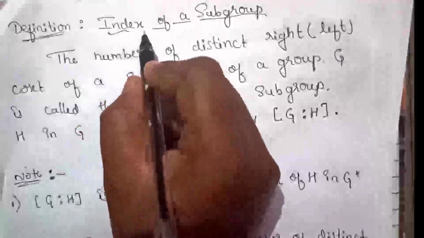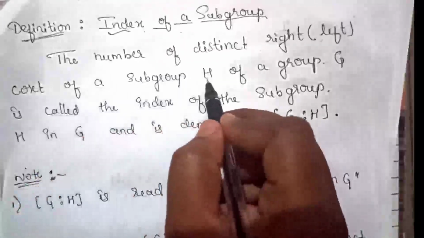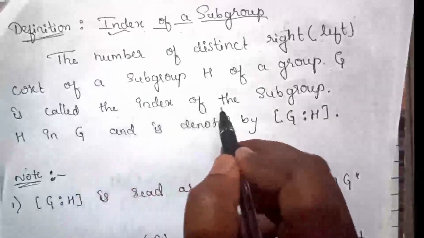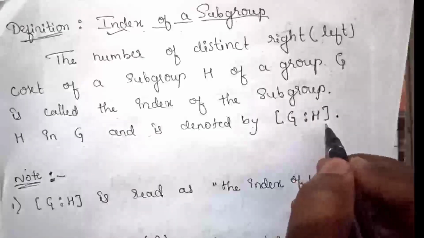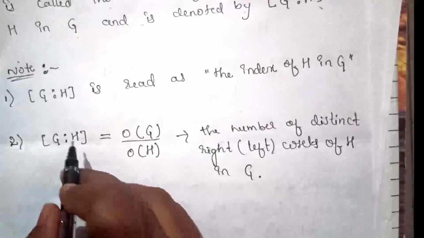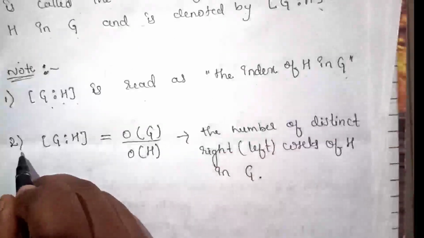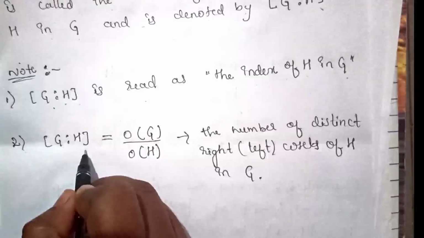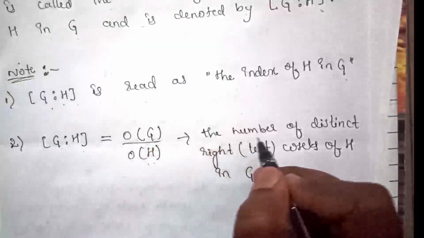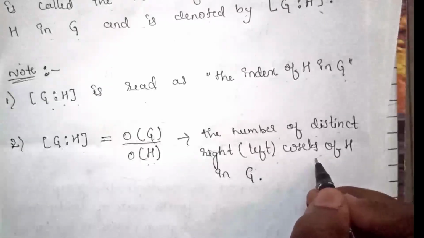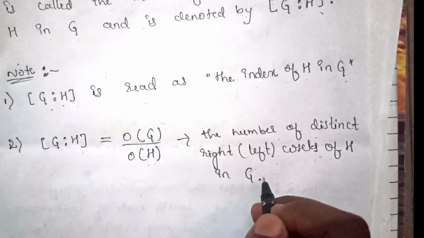See here, the index of a subgroup is defined as the number of distinct right or left cosets of a subgroup H of a group G, and is denoted by the square bracket G colon H. G colon H is read as the index of H in G, and I have already told you that the index of H is given by order of G divided by order of H. This term gives you the number of distinct right cosets or left cosets of H in G. By using this formula, we can solve the problem easily.